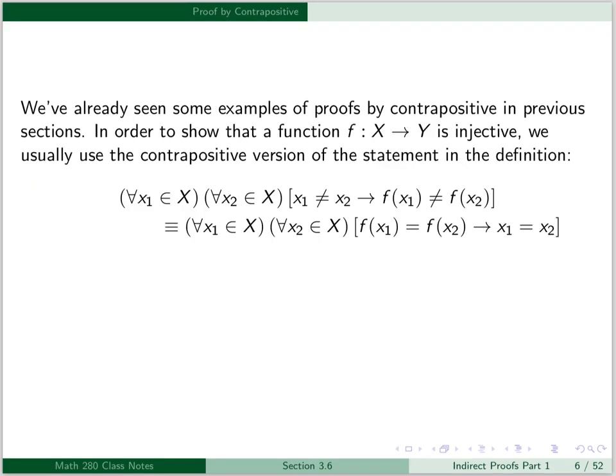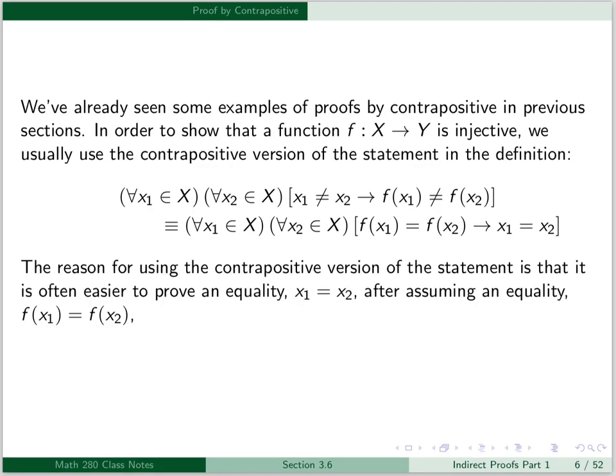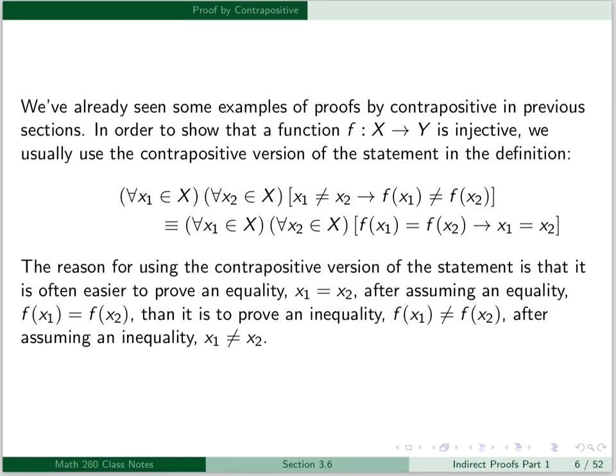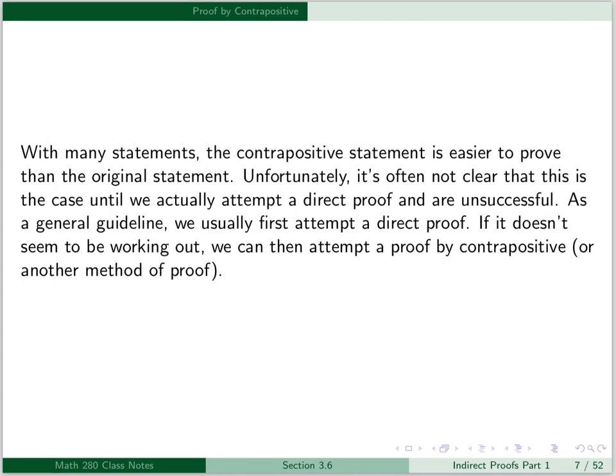We've already seen some examples of proofs by contrapositive in previous sections. For instance, in order to show that a function f from x to y is injective, we usually use the contrapositive version of the statement in the definition. The reason for using the contrapositive version of the statement is that it is often easier to prove an equality, x1 equals x2, after assuming an equality, f of x1 equals f of x2, than it is to prove an inequality, f of x1 is not equal to f of x2, after assuming an inequality, x1 is not equal to x2.